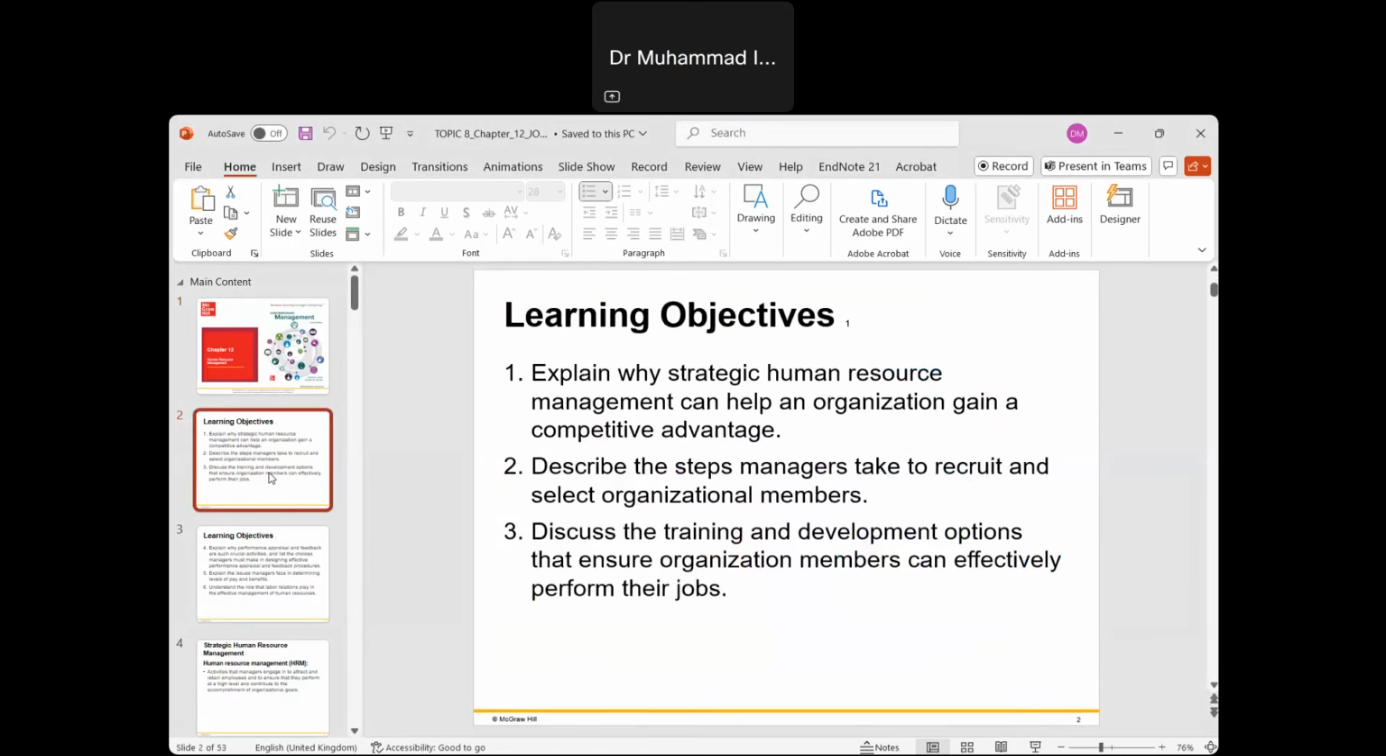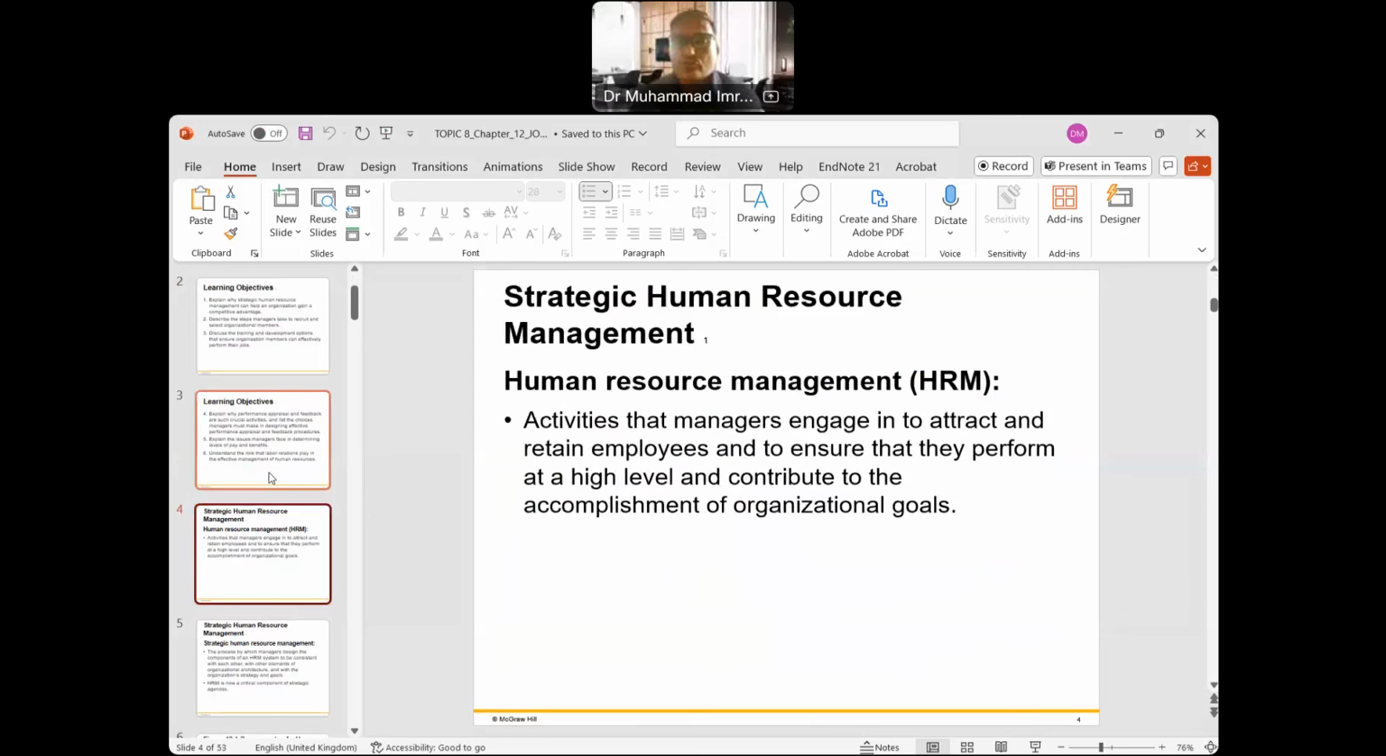Okay, so first, what is human resource management? Activities that managers engage in to attract and retain employees and to ensure that they perform at a high level and contribute to the accomplishment of organizational goals. In simple meaning, human resource management is the recruitment of employees to fulfill our organization's objectives or goals. So this is the main purpose of human resource management, in general words. This is the general definition of human resource management.